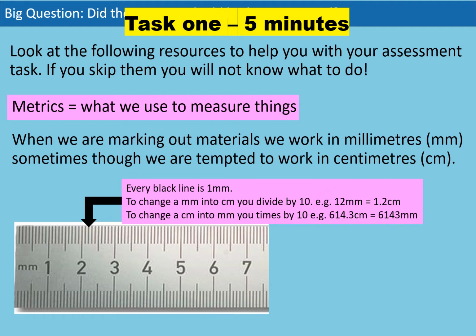So if you look at the image of the rule at the bottom of the screen, you'll see a big black arrow that's pointing to some little parallel black lines. Every black line on this rule is 1 millimeter. To change a millimeter into centimeters, you divide by 10. So for example, 12 millimeters would be 1.2 centimeters. To change a centimeter into millimeters, you times by 10. So for example, 614.3 centimeters would turn into 6,143 millimeters.